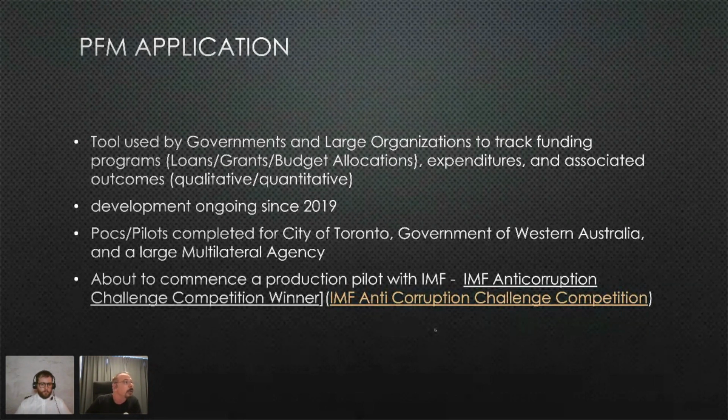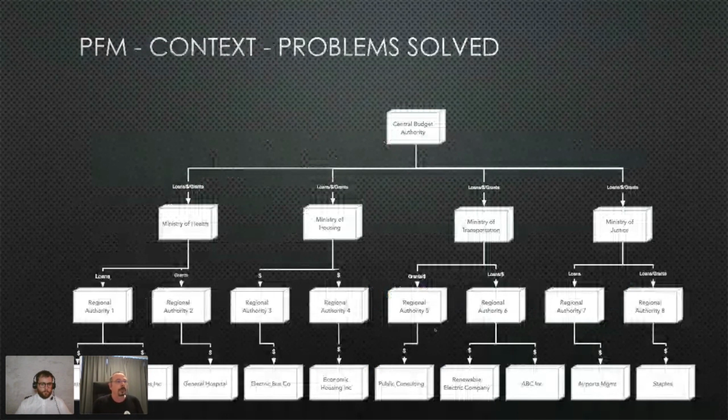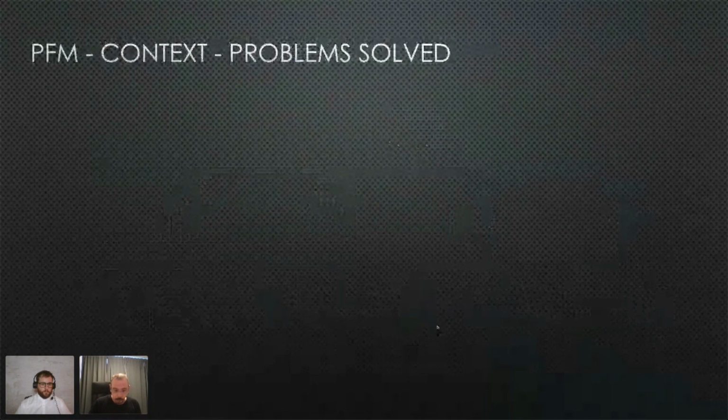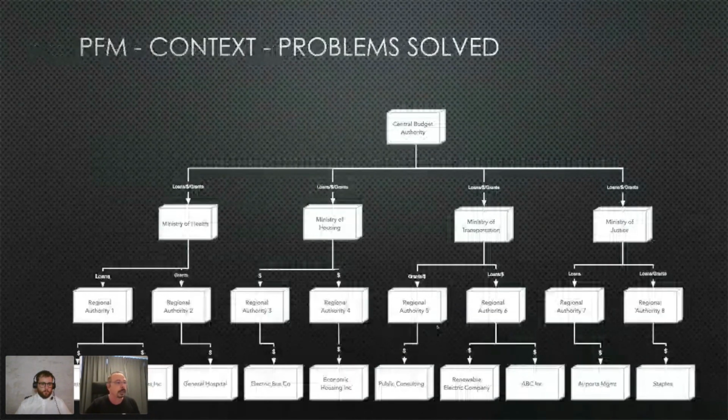Okay, so let me try and give you some overview of the problem we're trying to solve and some context. This particular schematic details the typical hierarchy you would see in a budgeting type of situation, and it doesn't matter what level of government, most of them would follow this same type of hierarchy. At the top, you have a central budget authority that is responsible for allocating loans and grants and funds to various ministries and departments down the chain.